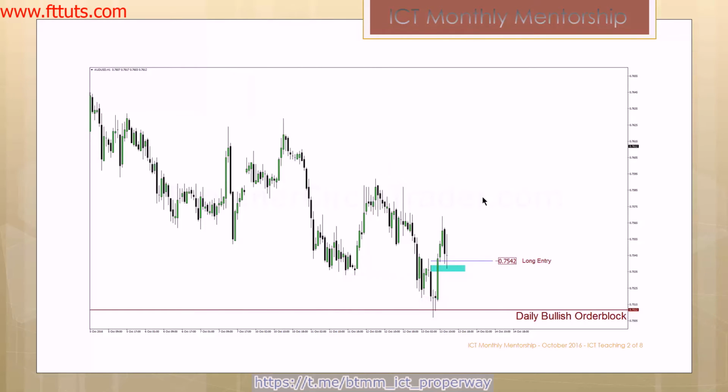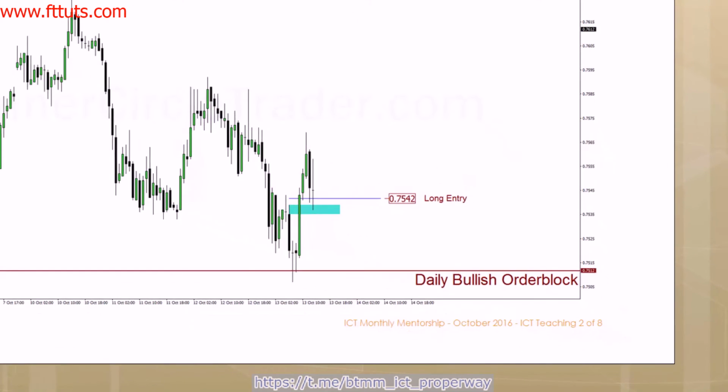Now, obviously, we framed in the first teaching in this month's delivery of content, we looked at this down candle as the bullish order block, and we were looking at 75.42 as a long entry. And obviously, by doing that, we framed it with a 20 pip stop. This is where our stop loss would be, which would be below the mean threshold of this down candle, which is a bullish order block.